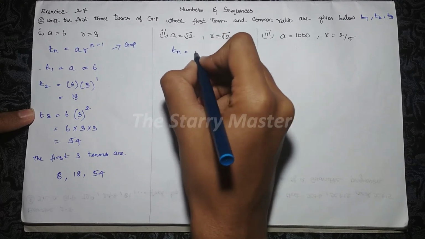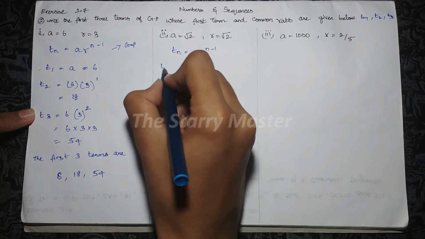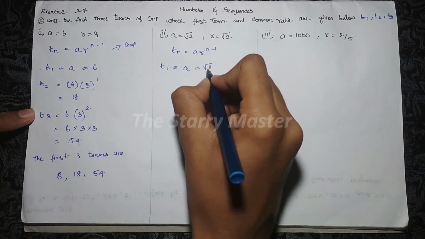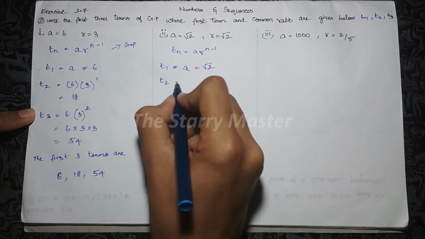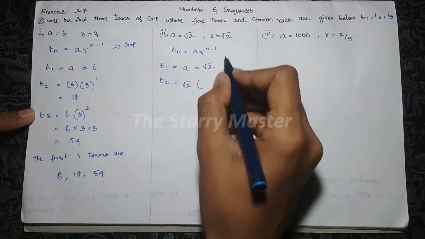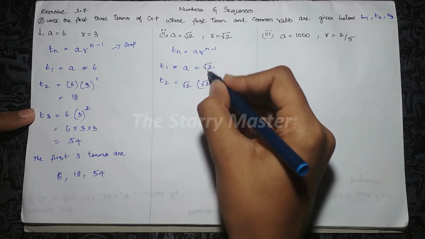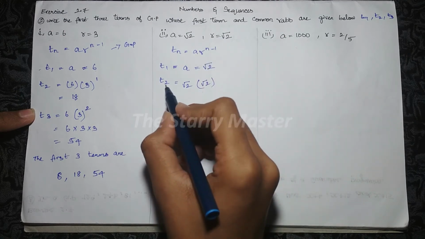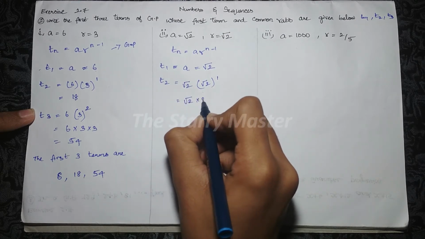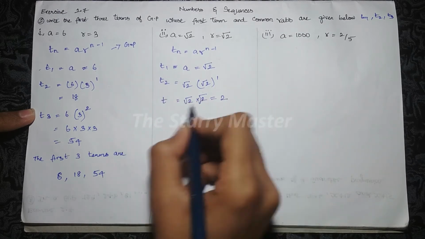Then we have to find this. With the same formula, Tn is equal to a r to the power n minus 1. T1 is already given in the question itself. The value of a is root 2. For T2, in place of a we have to write root 2, and in place of r also we have to write root 2 because the r value is also root 2. n is 2, 2 minus 1 is 1. So root 2 into root 2 equals 2. That is T2. T2 equals 2.